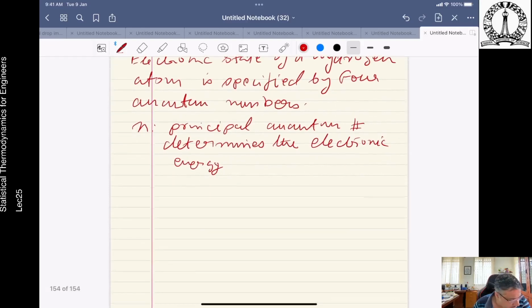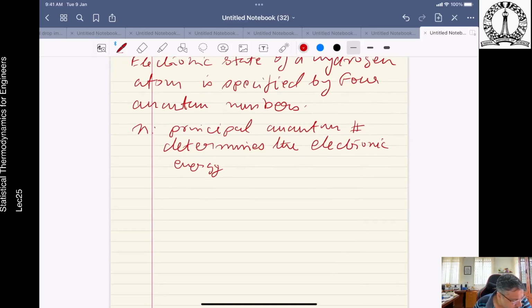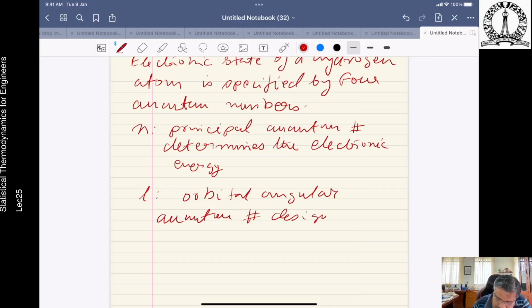Now, L is basically the orbital angular quantum number, designated as L. So it defines the orbital angular momentum. This particular number is totally for designating the orbital angular momentum.